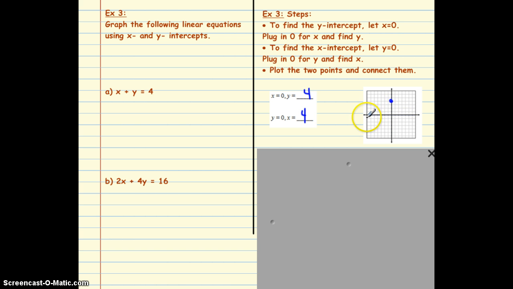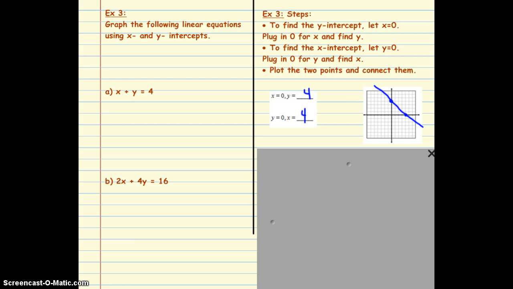And then to find our x-intercept, x equals 4, so I'm going to go across to 4. 1, 2, 3, 4. I think that's right. And plot our dot. So we've got our x-intercept, we've got our y-intercept. Now we just go ahead and connect the dots with a fairly straight line. Use your ruler. And there you go. There's the graph for x plus y equals 4.